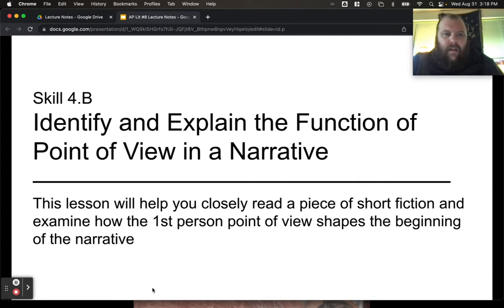Today we are continuing to talk about identifying and explaining the function of point of view in a narrative. So what we're going to do in this lesson is help you closely read a piece of short fiction and examine how the first person point of view shapes the beginning of the narrative.